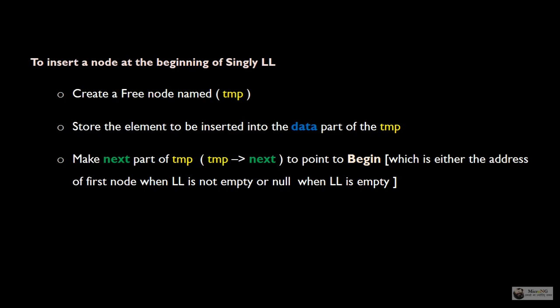Now begin may be either the address of the first node when the linked list is not empty, or null when the linked list is empty. So temp next should point to the existing first node, which is begin. Now begin should come and point to the newly created node temp. Make begin point to the new node temp.